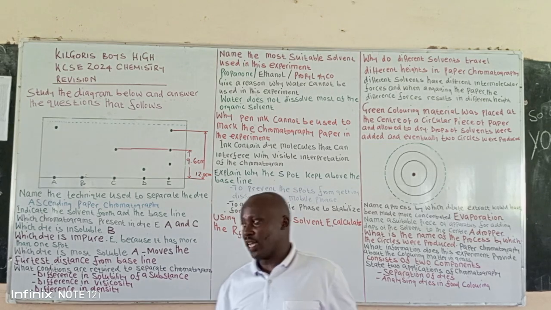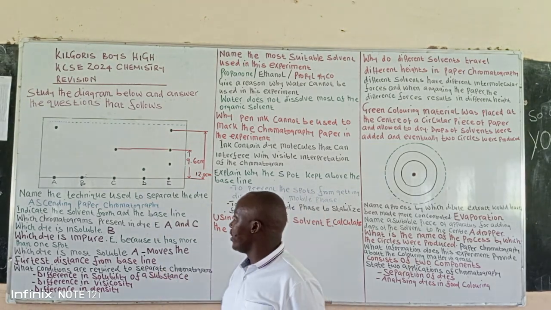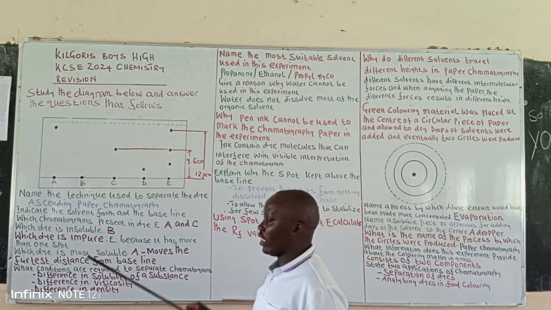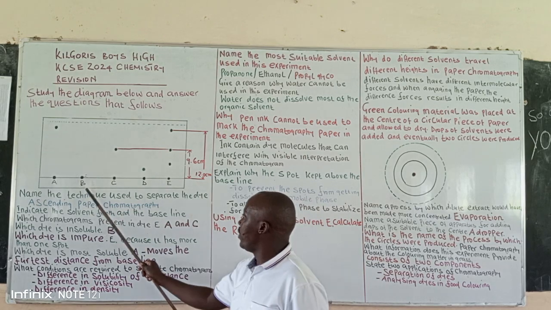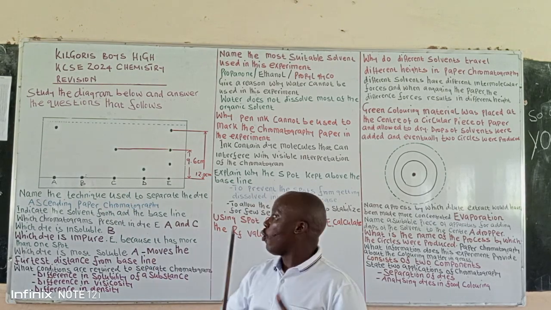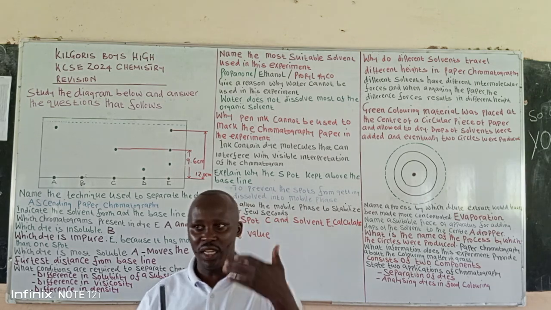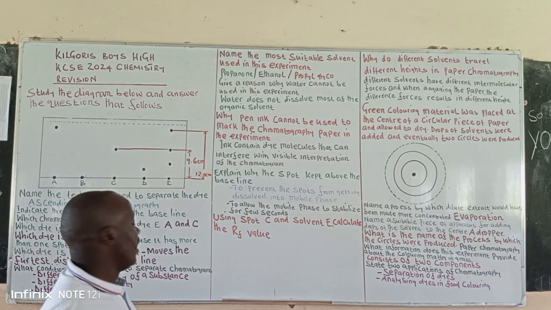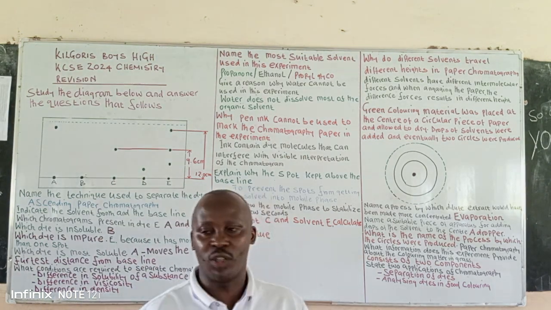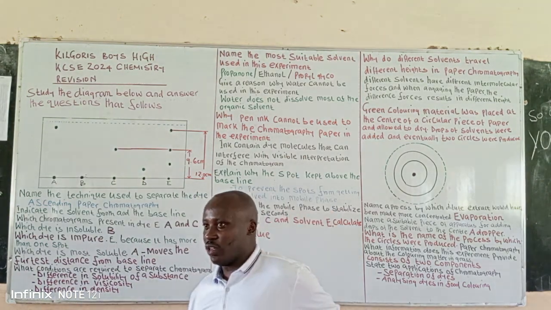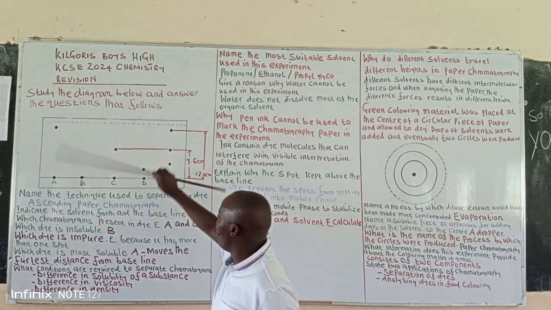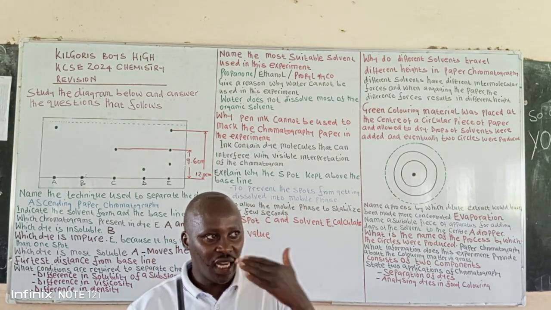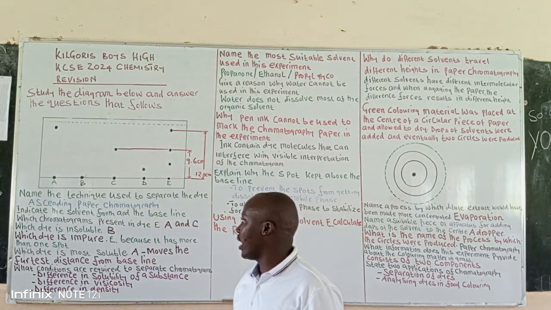So question one, we are supposed to name the technique used to separate the dye. So we have a solvent here, then we have the mixtures A, B, C, and D. Now, what is the technique which is normally used to separate the dye? The technique used to separate the dye is ascending paper chromatography, because the spots are moving upwards. That is the technique used to separate.